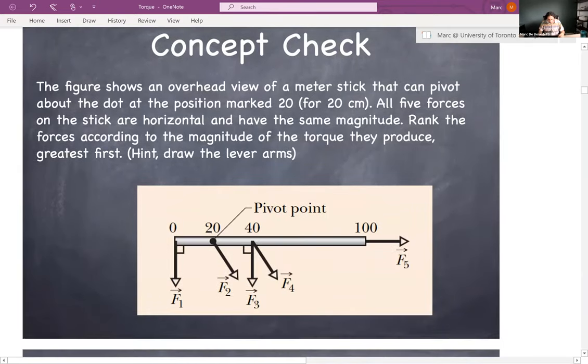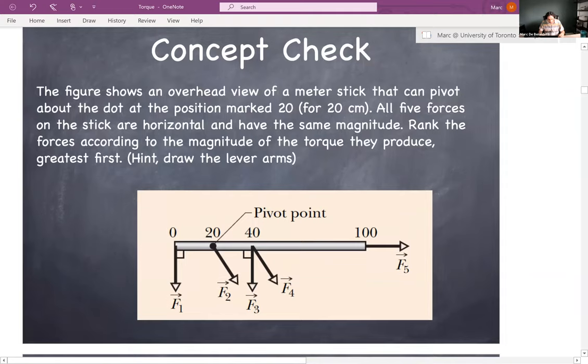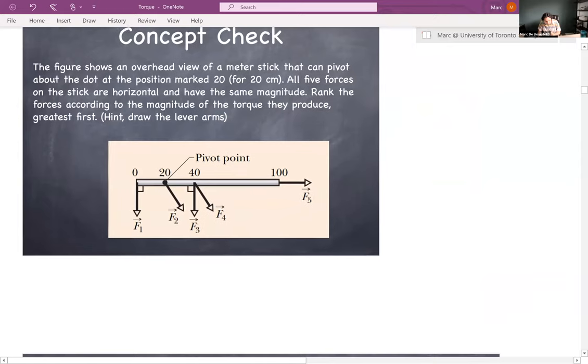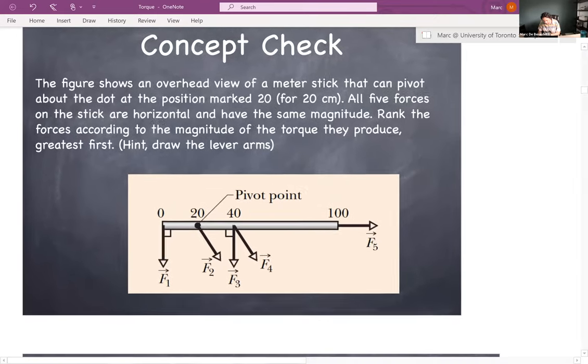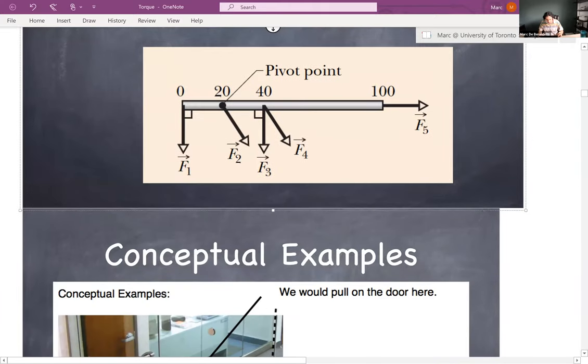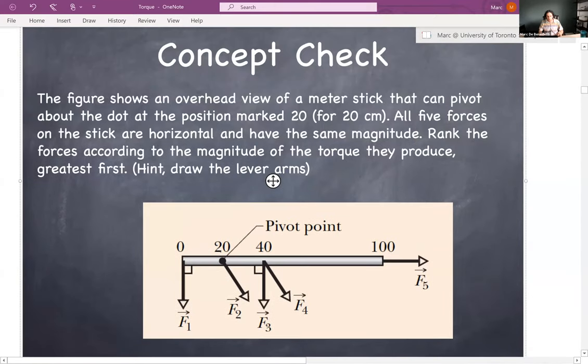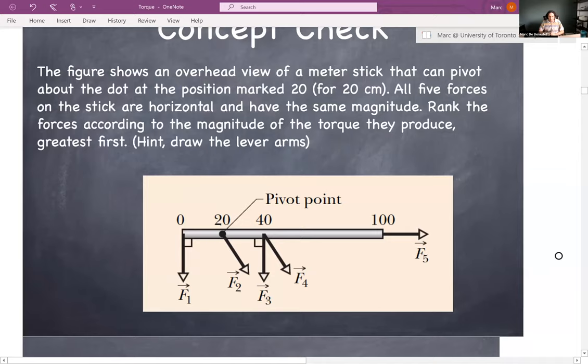Okay, let's do a bit of a concept check here. I was going to launch the poll, but I can't launch it here. This is not a multiple choice question, so I'll just talk you through it.